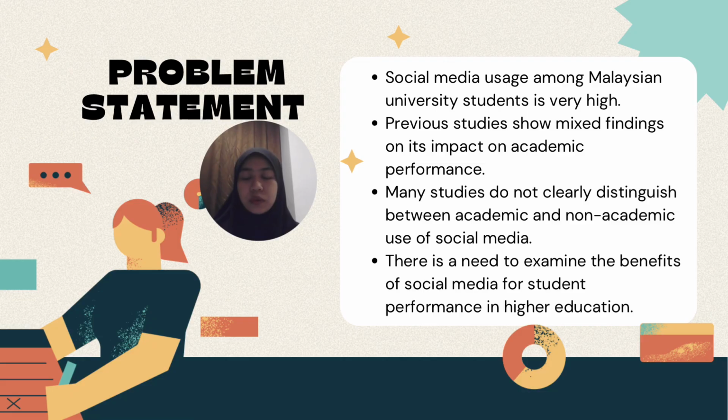For the problem statements, social media usage among Malaysian university students is very high. Previous studies show mixed findings on its impact on academic performance. Many students do not clearly distinguish between academic and non-academic use of social media. There is a need to examine the benefits of social media for student performance in higher education.